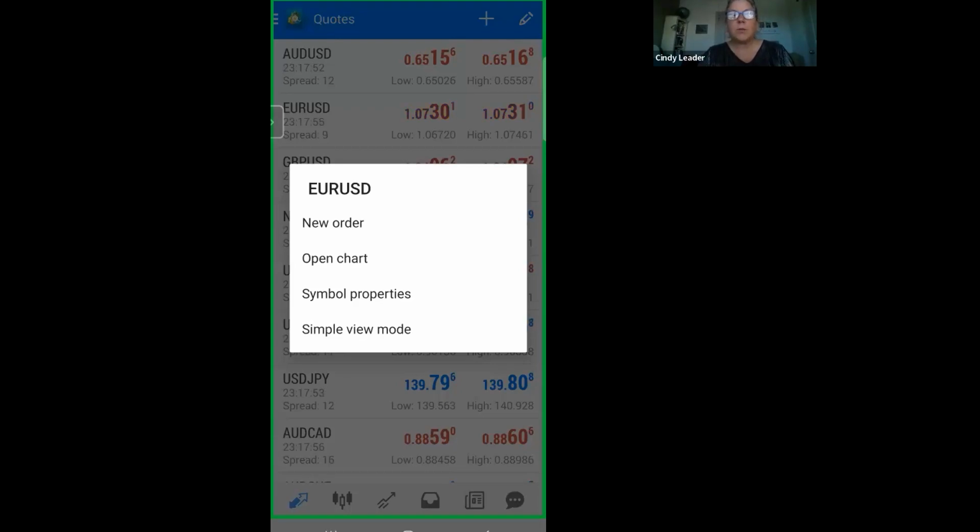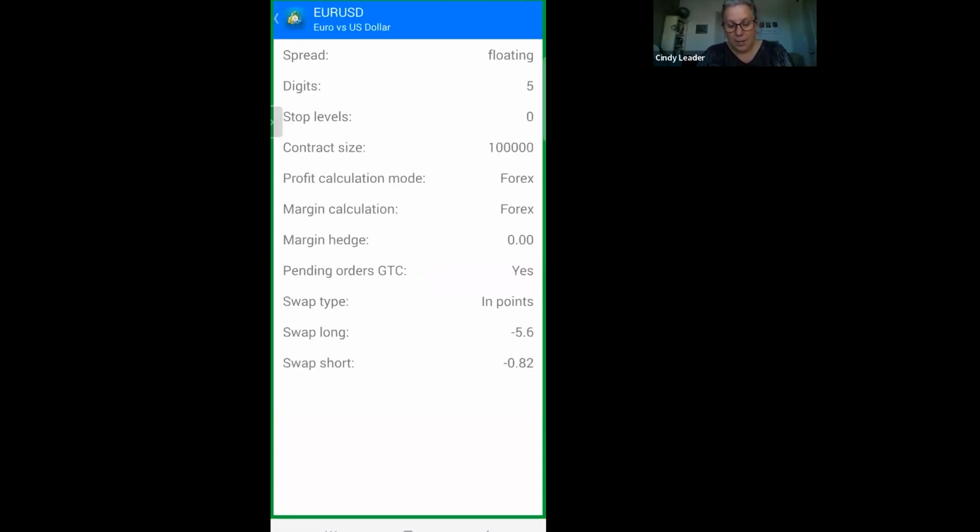You can open it and analyze the charts. The one that no one ever goes into and knows about is symbol properties. And lo and behold, the fourth one down is the $100,000 figure. So Forex pairs are 1 to 100,000 for a standard lot size.